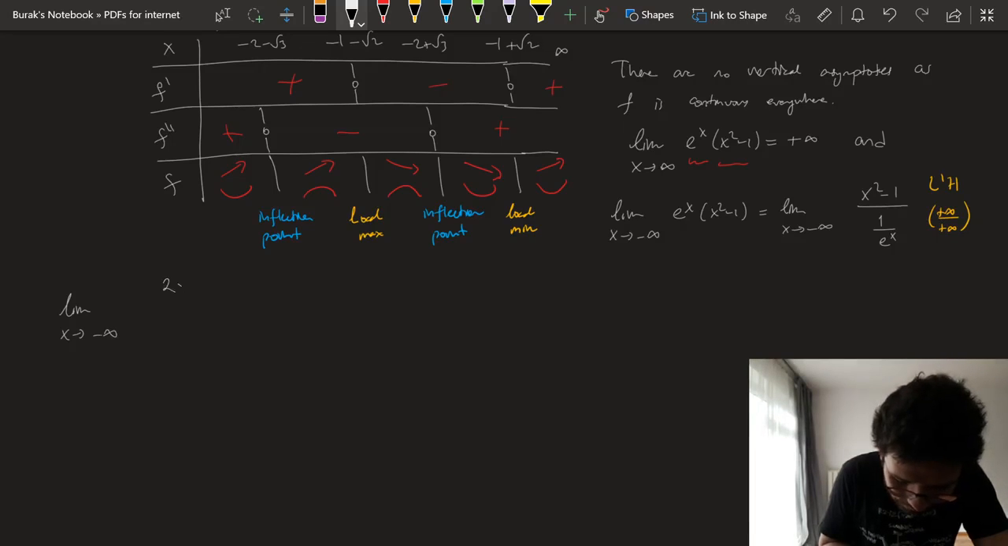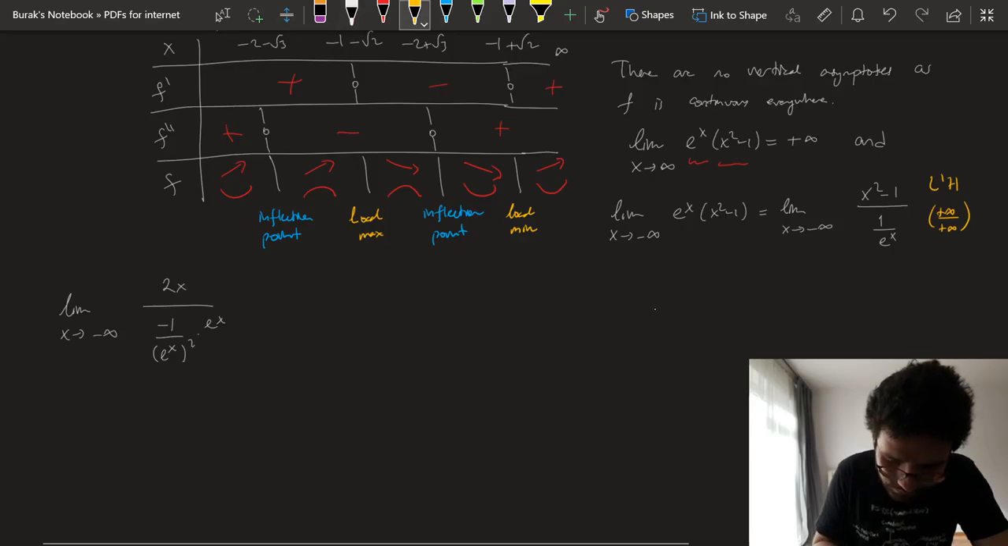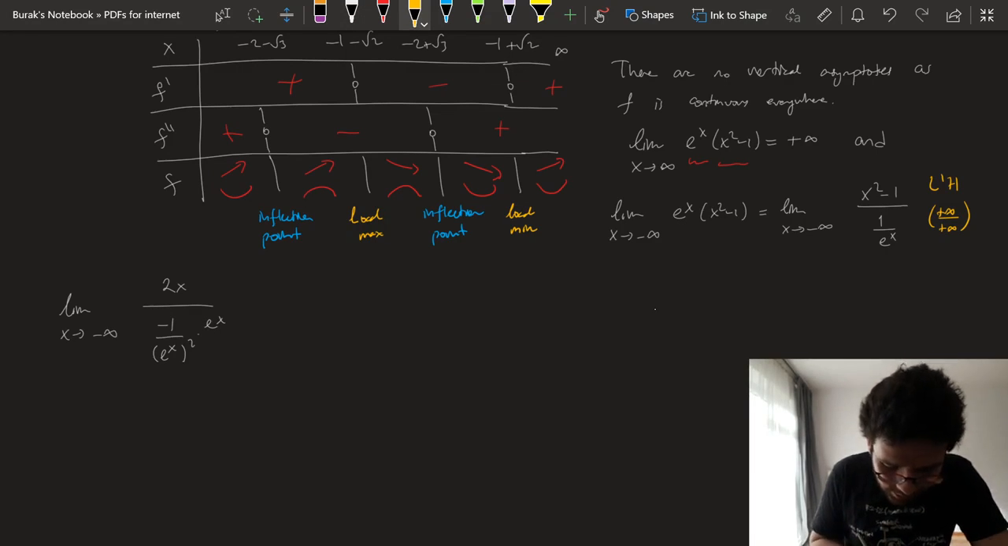So the derivative of the top is this, and the derivative of the bottom is, I'm going to quickly take it, minus 1 over e to the power x squared times e to the power x. Okay, and then when you cancel these, you will still get infinity over infinity. So I'm going to apply L'Hopital's rule once more.